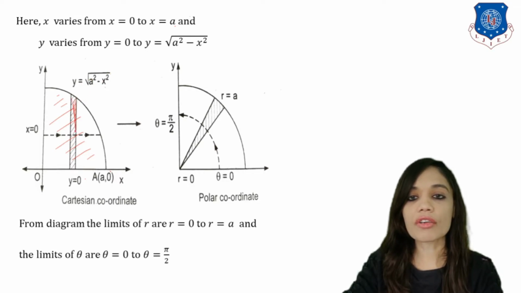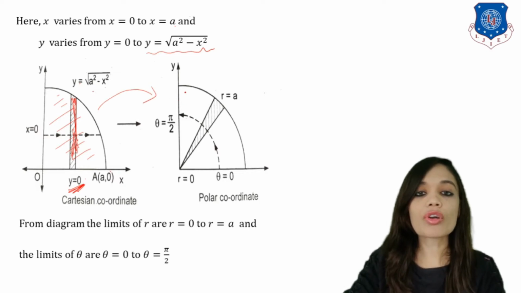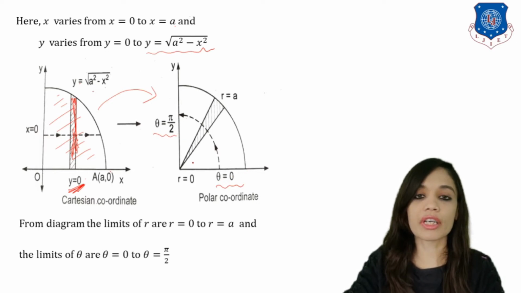So this is our vertical strip which starts from y = 0, that means the x-axis, and this is our given circle, right? So for our circle, y = √(a² − x²), right? And in polar coordinates, again we have to draw a circle in the first quadrant, but here the limits of theta will be from 0 to π/2 in the first quadrant, right?